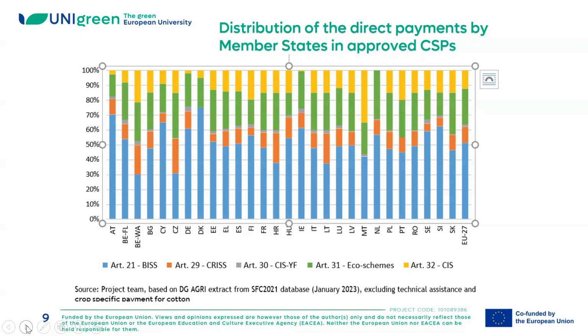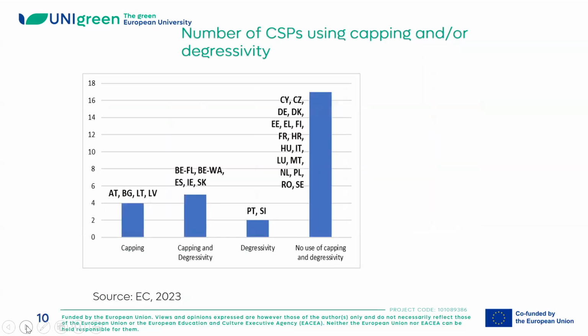Member states define minimum requirements in their strategic plans to determine which farmers are eligible for direct payments. These include a minimum area under which no direct payments shall be granted to active farmers, and the member states may also apply financial thresholds. So these are the main directions.